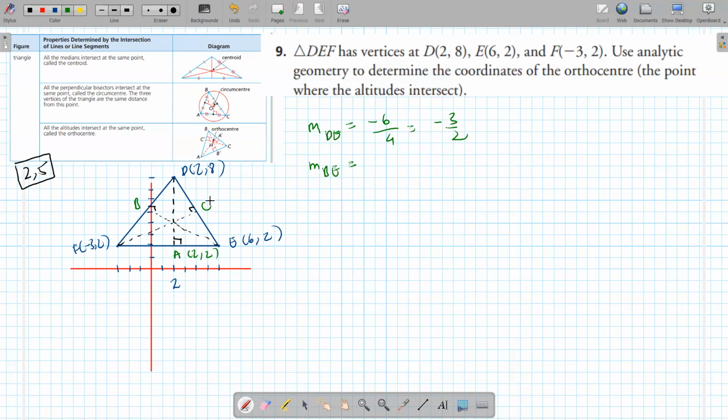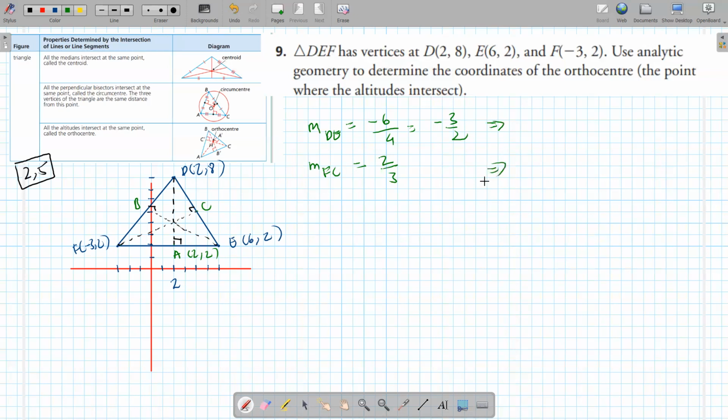No, it wouldn't be that. Wait a second. I found the slope of this. No, it should be this line, sorry, this line. Because D to E is perpendicular to this line, FC, not EB. So the slope of the line D to E is -3/2. What's going to be the slope of the line FC? 2/3, right?